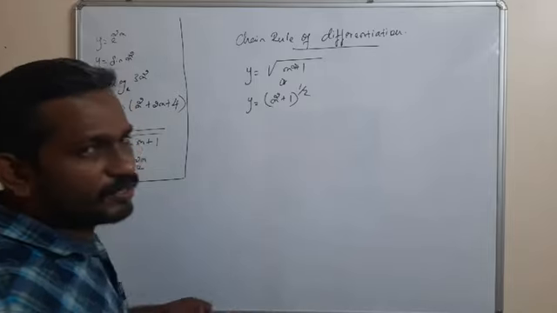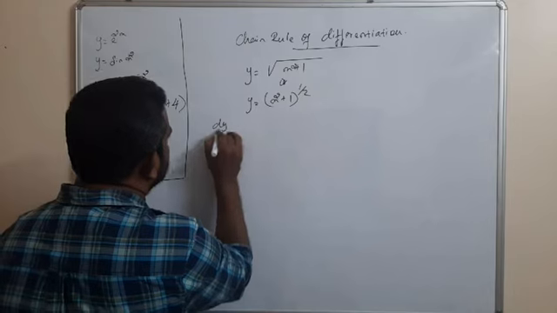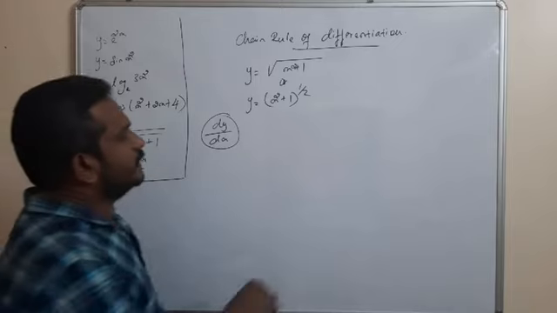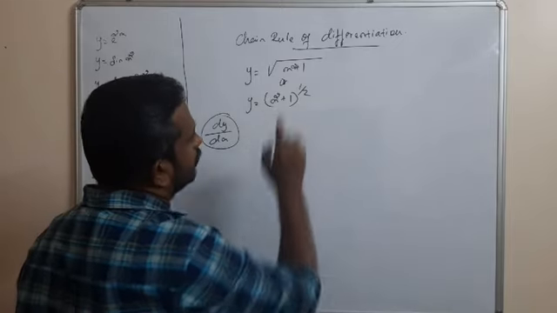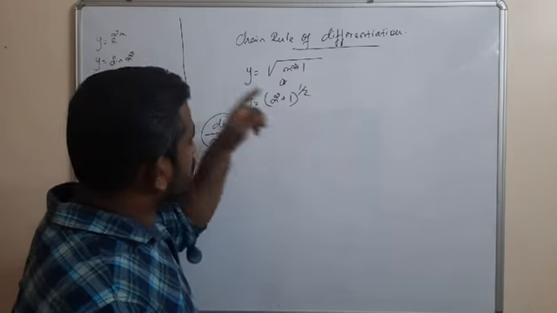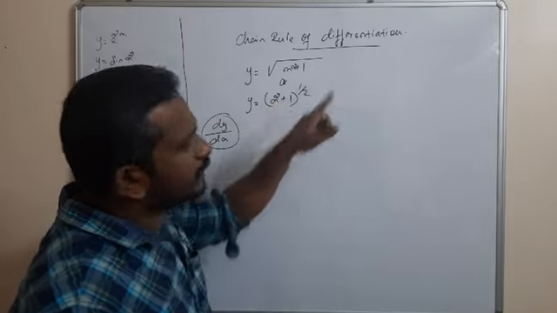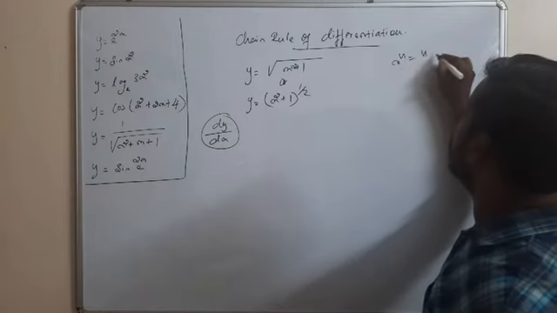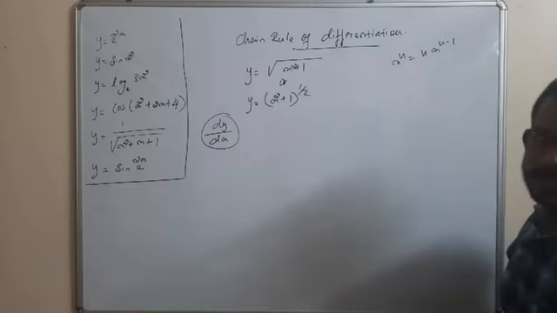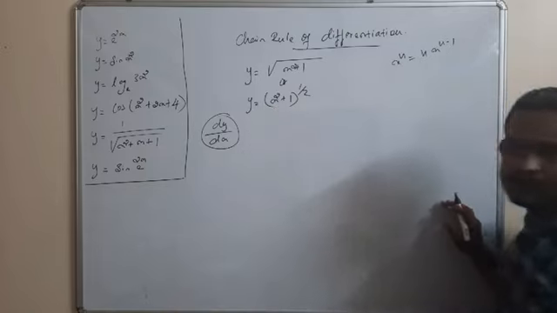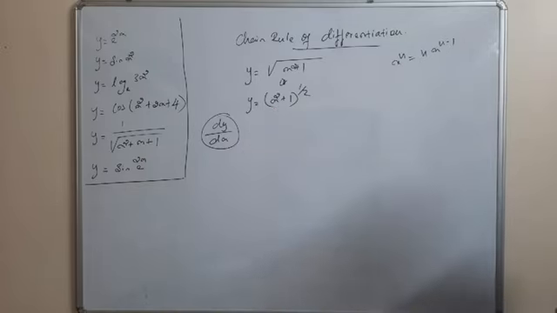So what is the derivative of y? Definitely it is dy by dx. But listen, here x square plus 1 the whole power 1 by 2. We can't use the x power n formula here, because we studied the formula that the derivative of x power n is n into x power n minus 1. But instead of x we have x square plus 1. So we don't have a formula for x square plus 1 the whole power 1 by 2.